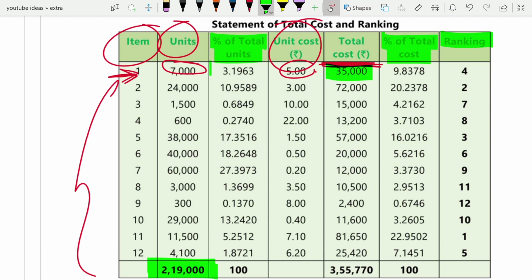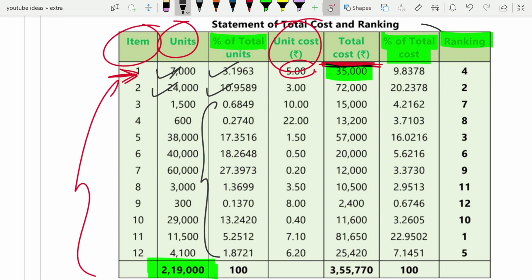Okay, so now in that, what percentage is this 7,000 units? You have to find out. So how will you find out that? Everybody knows. It is 7,000 divided by the total of 2,19,000. Okay. So like that you have to do for each and everything and find out the percentage. So you will do 24,000 divided by 2,19,000. That is 10%. For 7,000 it was 3%. Like that for all the things you have to find out the percentage. That is, out of the total, how much percentage is that.